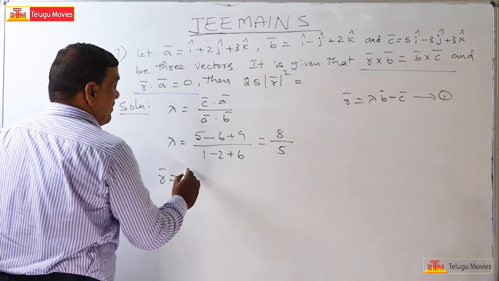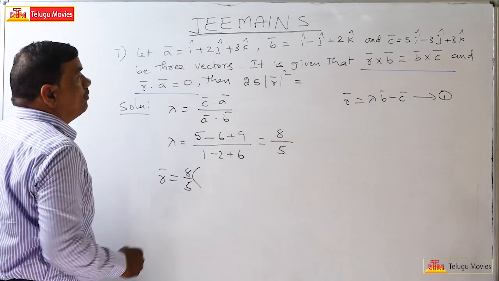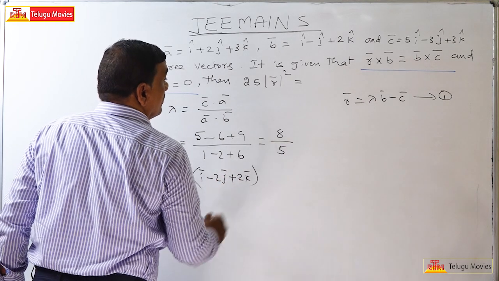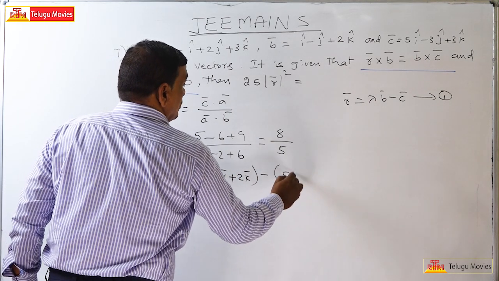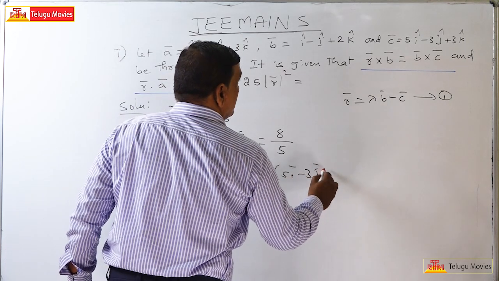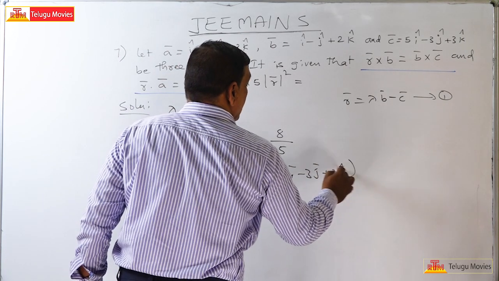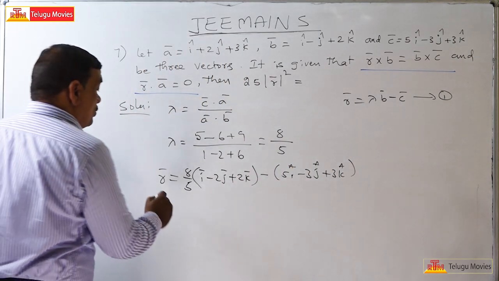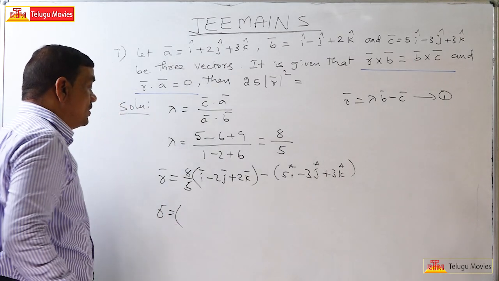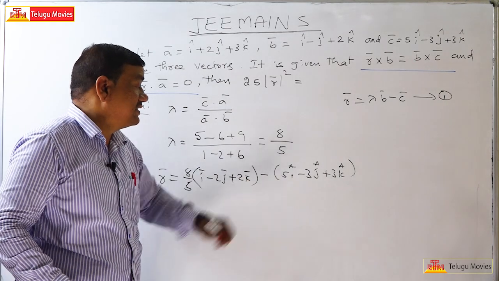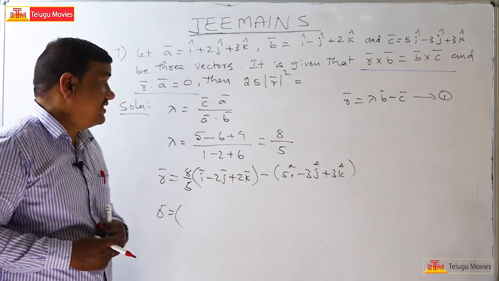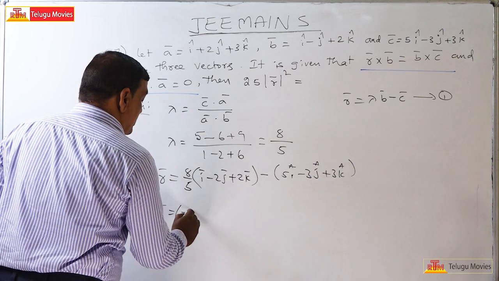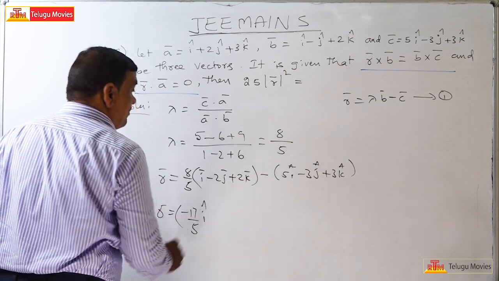R is equal to lambda, lambda means 8 by 5 times B bar, that is I bar minus 2J bar plus 2K bar, minus C bar, that is equal to 5I bar minus 3J bar plus 3K cap. Of course, I am writing cap or bar, no problem. Okay now, so R bar is equal to 8 by 5 I bar minus 5 I. So you write it as 5 5s are 25, 8 minus 25, that is minus 17 by 5 I cap.